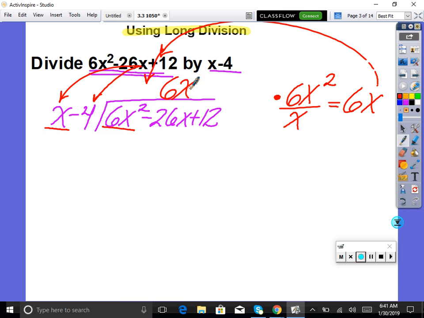So now go 6x times x. What do we get? 6x squared. Now notice, aren't these the same? That's always going to happen. Now 6x times negative 4 is negative 24x. Now this is the really important thing you have to remember. The next thing that we need to happen is we need these to cancel out, to add up to be 0. Right now they add up to be 12x squared, don't they? So we need to change the sign.